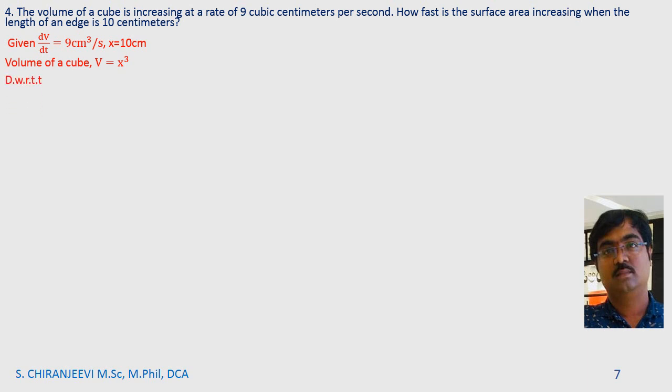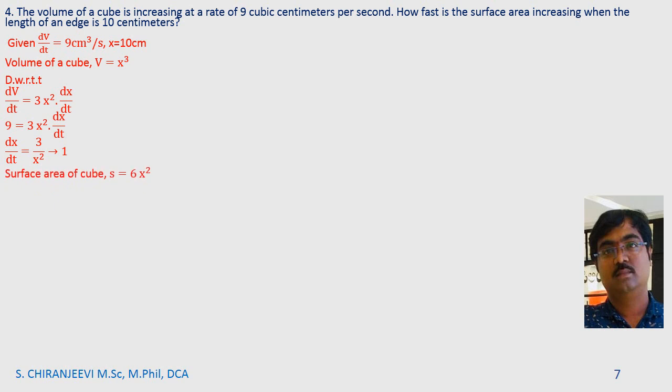Differentiating with respect to t, dV by dt equal to 3x square into dx by dt. So here differentiation of x cube with respect to t is 3x square into dx by dt. Substituting dv by dt, 9 equal to 3x square into dx by dt. 3 cancels, which is 3 equal to x square dx by dt. So dx by dt will become 3 by x square.